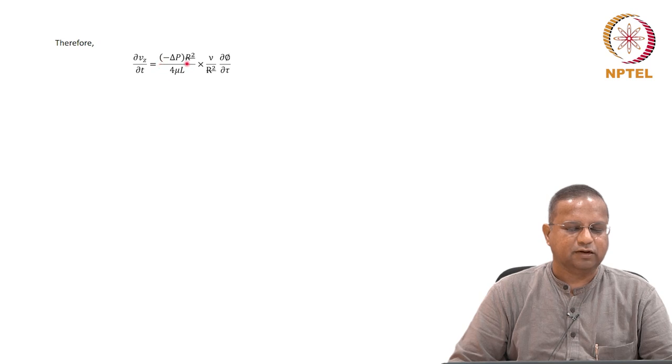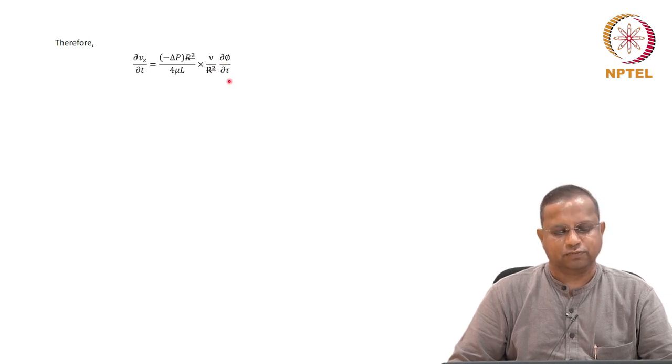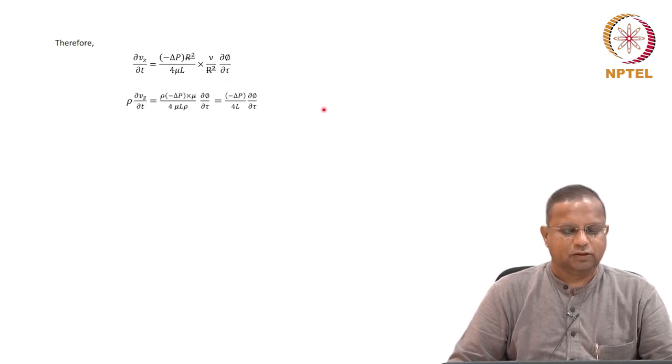equals minus delta p by 4 mu l, R squared nu by R squared, ∂phi/∂tau. Okay. So if we take rho ∂vz/∂t, which is on the left hand side, that is what we have replaced, and that is what we are trying to express in terms of the non-dimensional numbers. If you simplify the expression, you will end up with minus delta p by 4 l, ∂phi/∂tau. Okay.